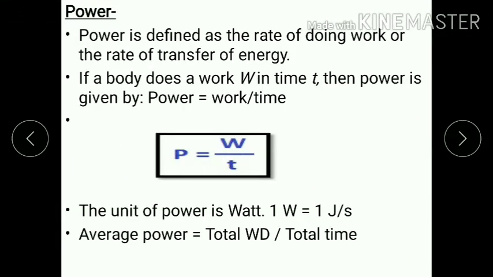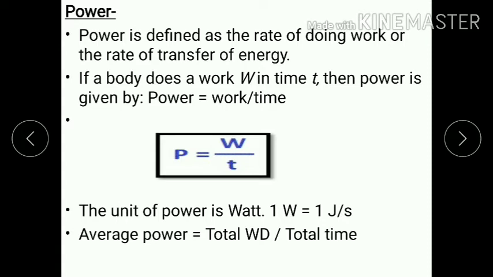Now move to the next slide. What is power? What is the meaning of power? Power is defined as the rate of doing work or the rate of transfer of energy. The simple definition of power is the rate of doing work. How much work we can do, that is called power.